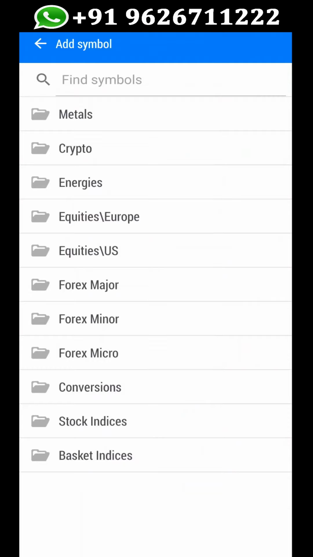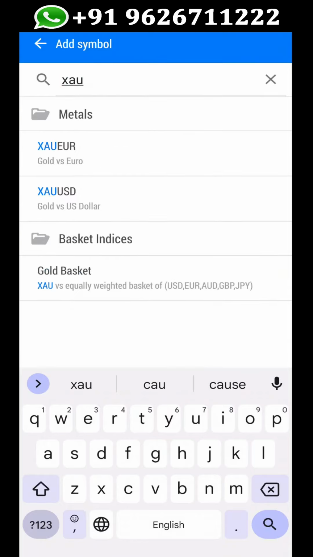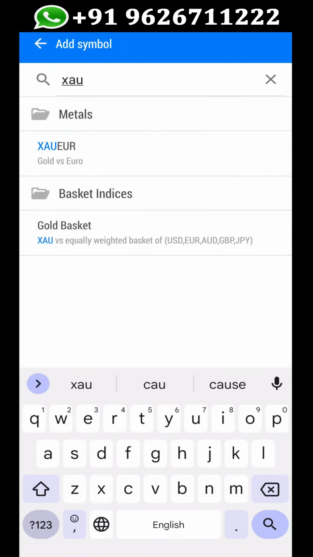And the other option: suppose it is difficult to find your favorite pairs from the symbols category, just type the symbol name in the find symbols input box. So now I want to add gold. The gold symbol name is XAUUSD. So I am searching XAUUSD. Select the pair from the matching symbols list. It's showing the matching pairs. I need just XAUUSD only. This is gold versus US dollar. So I just tap on XAUUSD.